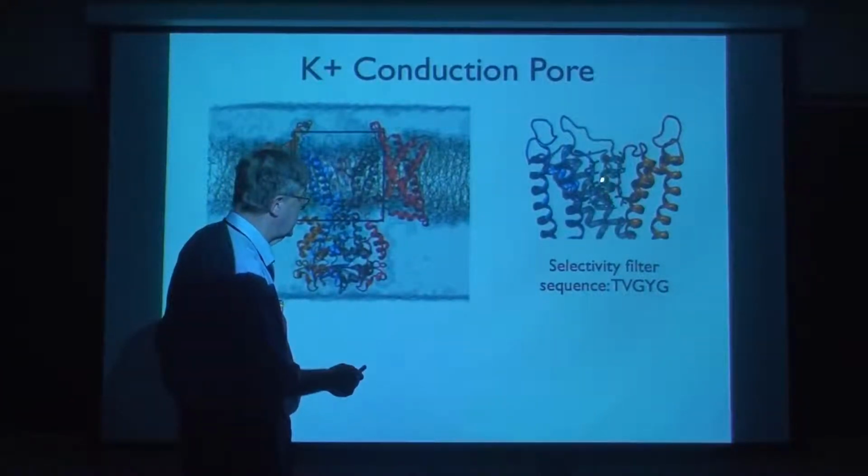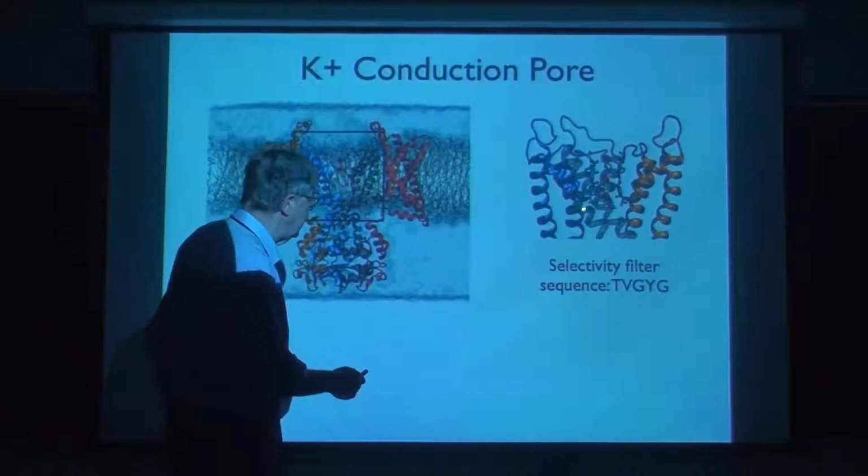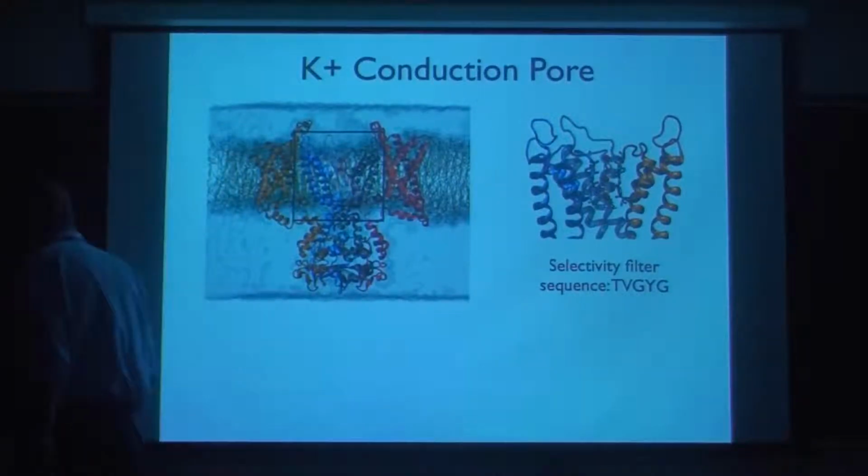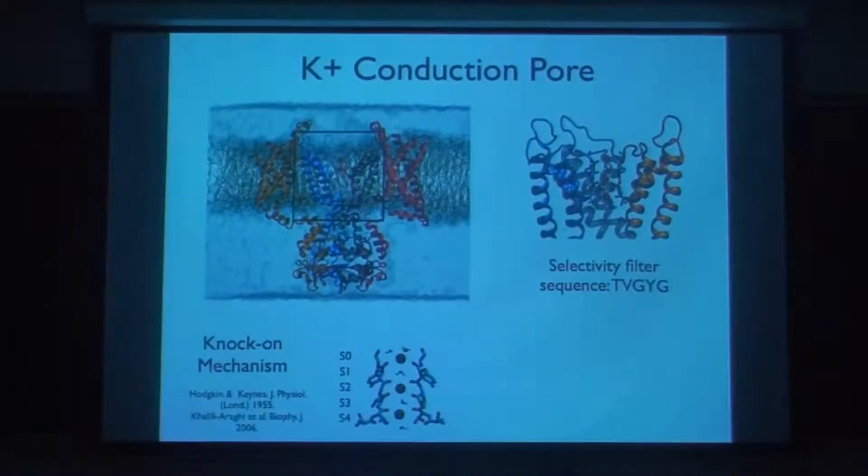Here you see 3 ions, and you see this inverted helix. I remind you that it's actually 4-fold symmetric, but I only show 2. And so now you have the knock-on mechanism. When the bottom one comes, the top one flies off.